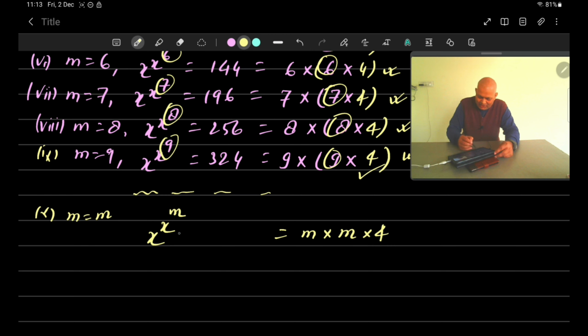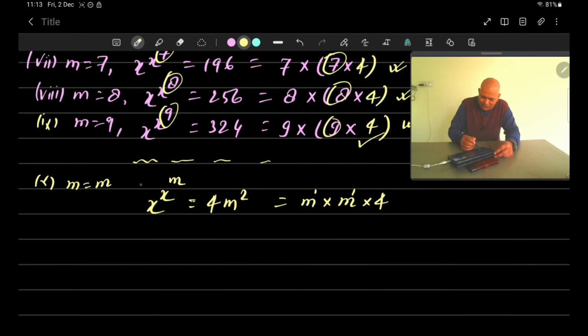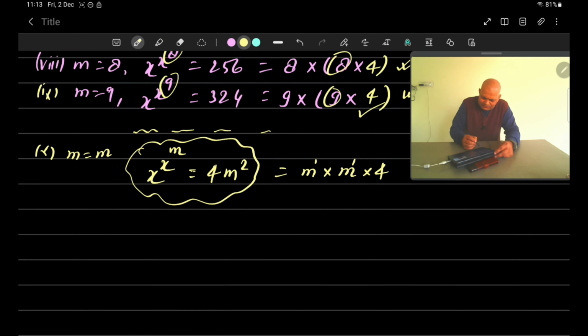Okay, and now this will become nothing but m to the power 1, m to the power 1. If in the product, then the answer will become 4m square. Okay, so my dear students, now we have to solve the value of x for this question.